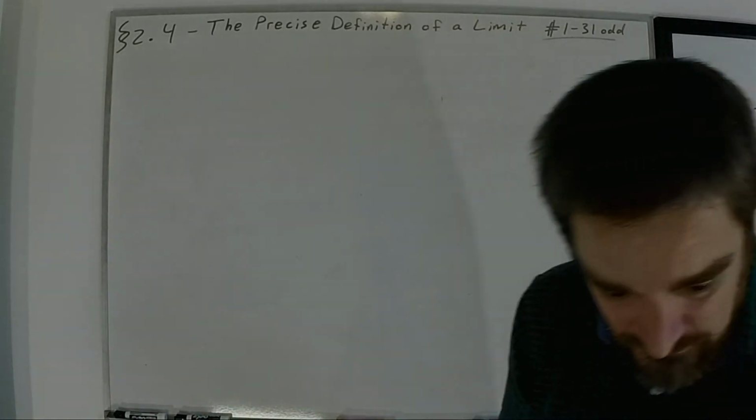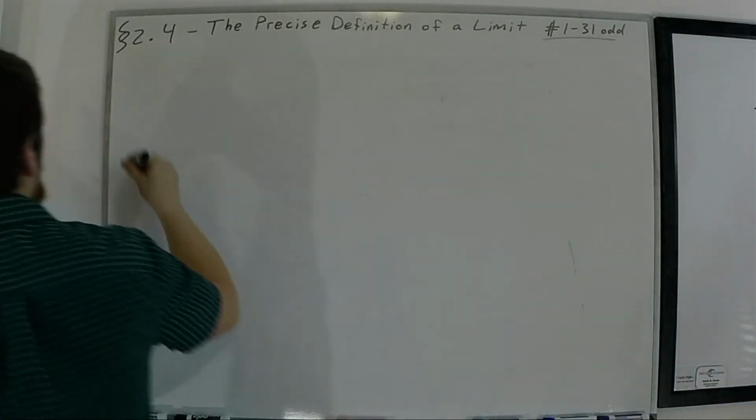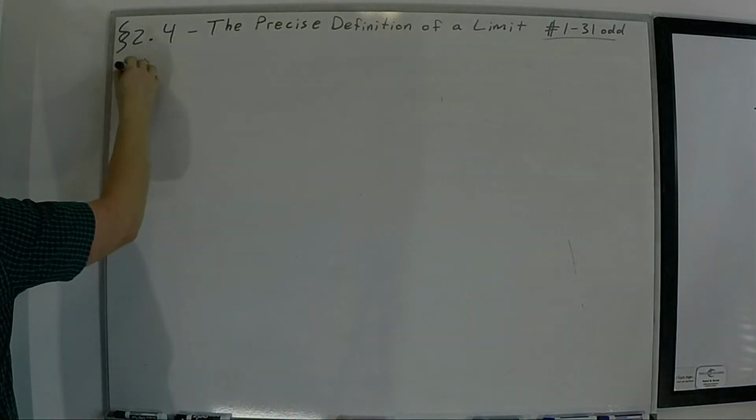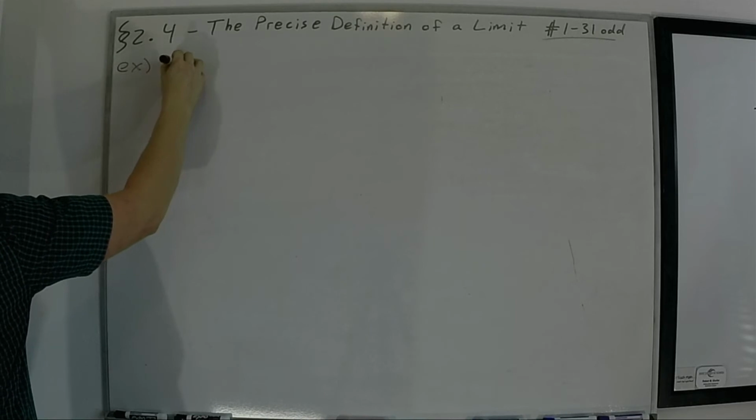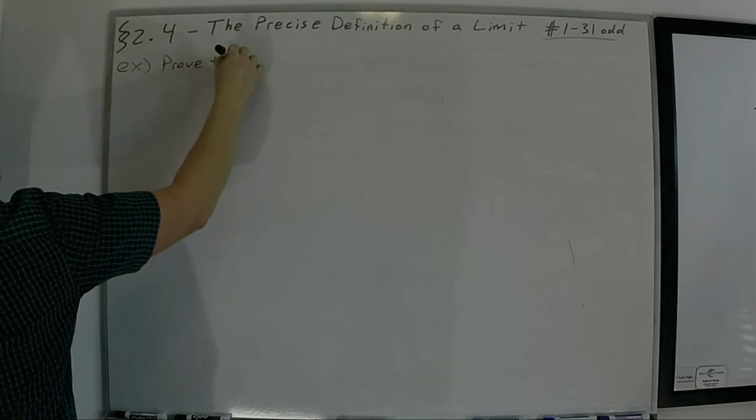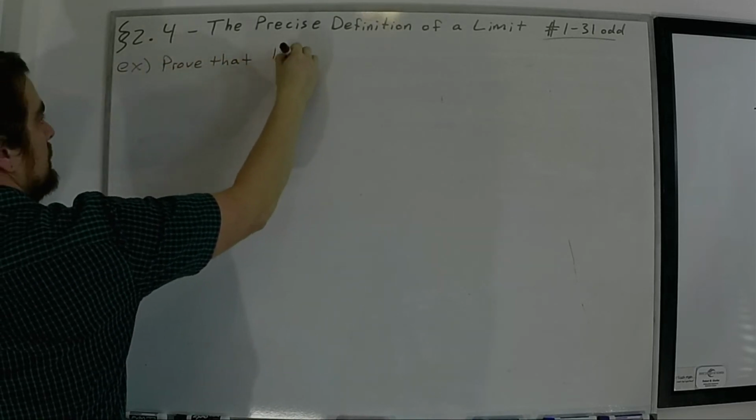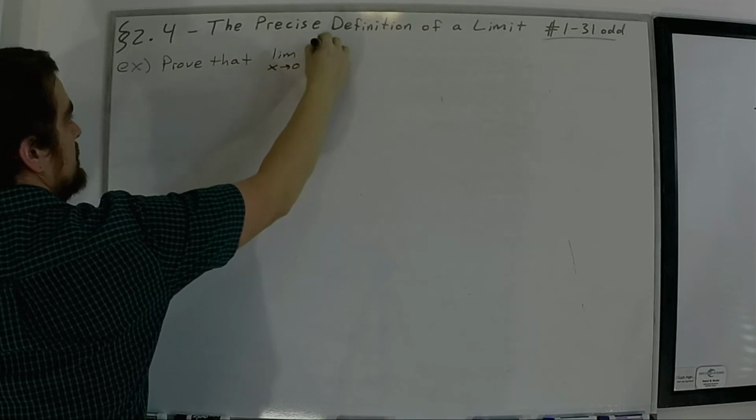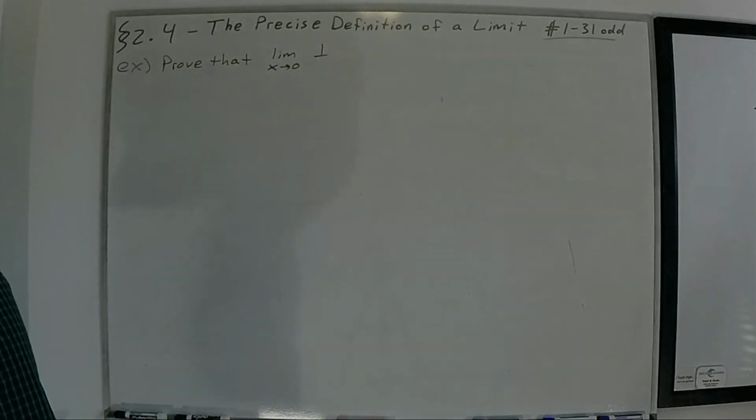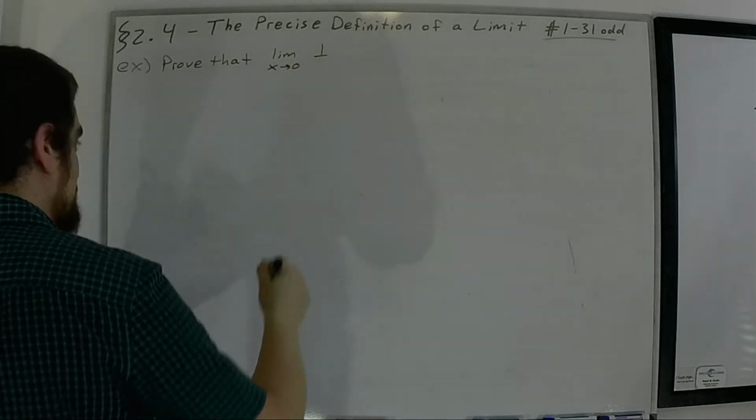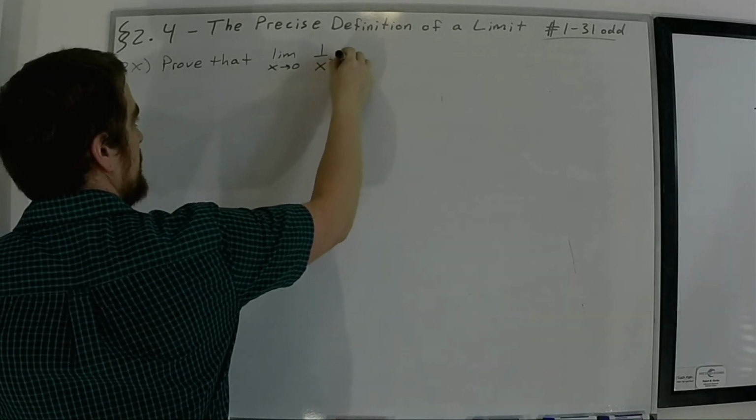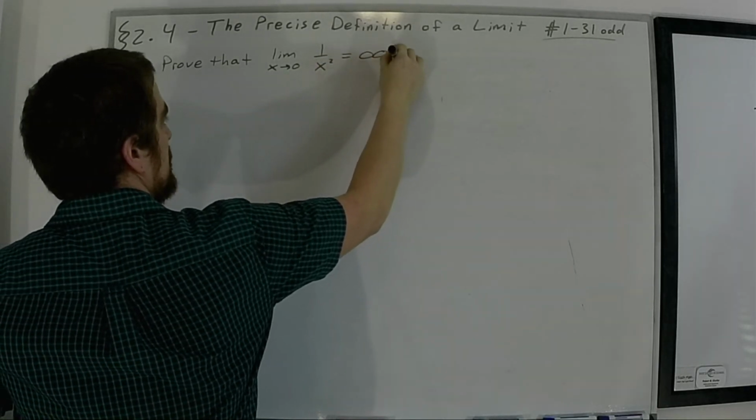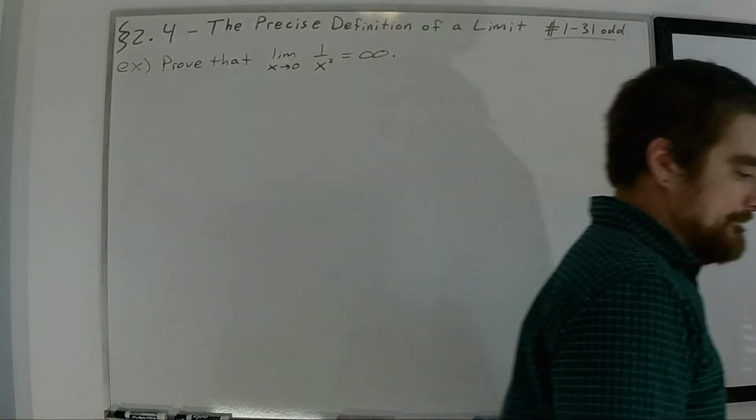So let's pick an example. Let's say we want to prove that the limit as x goes to 0 of 1 over x squared is equal to infinity.